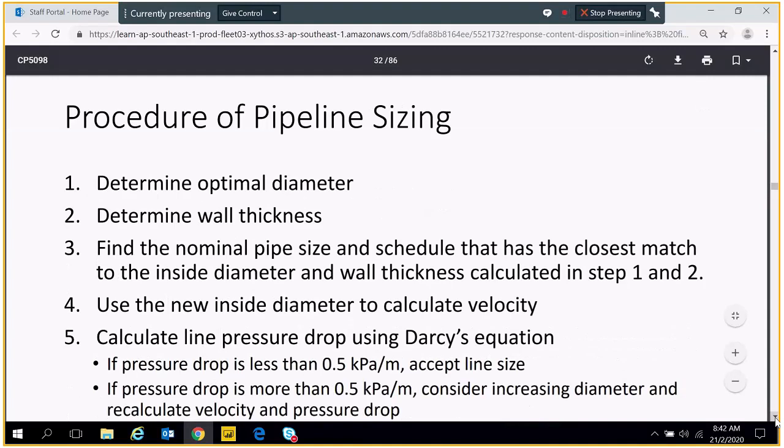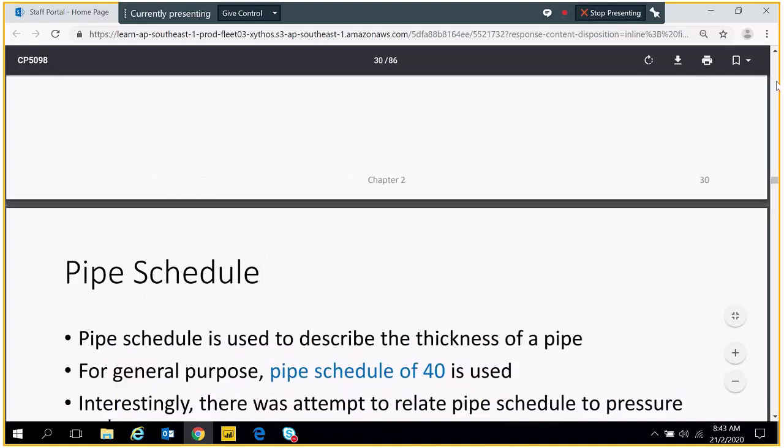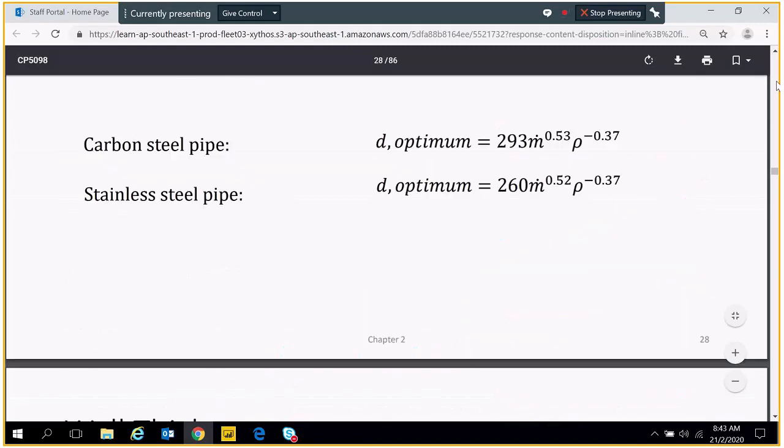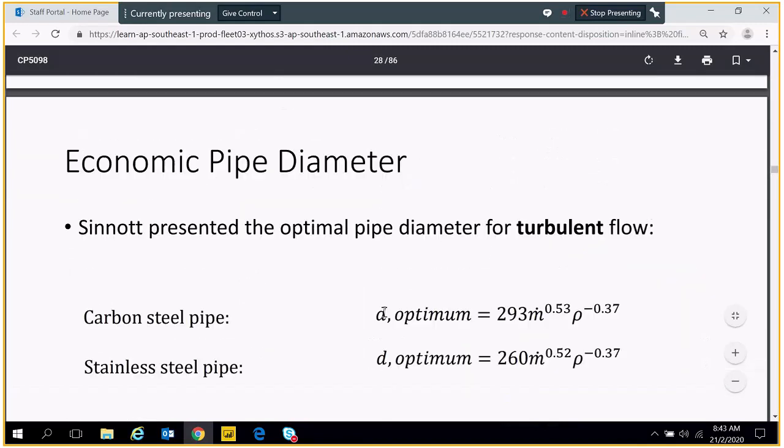Now this one shows the procedure of a pipeline sizing. Determine optimal diameter. Where you get this optimal diameter? From this here. This is for turbulent flow, carbon steel pipe and stainless steel pipe. It's the first step.